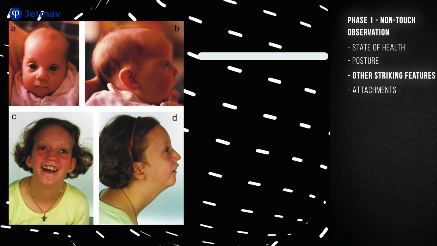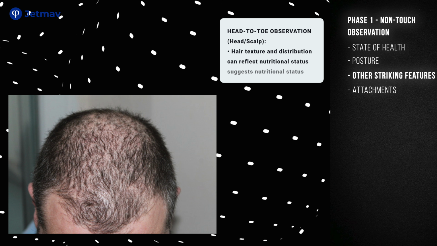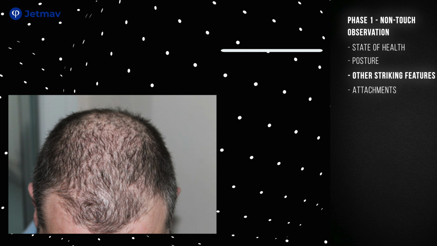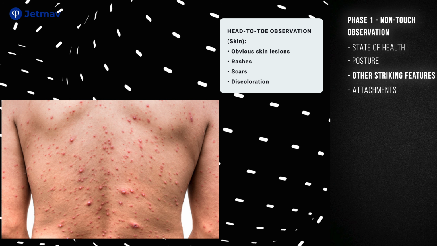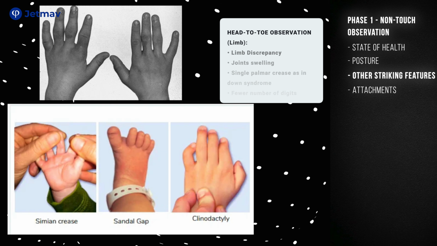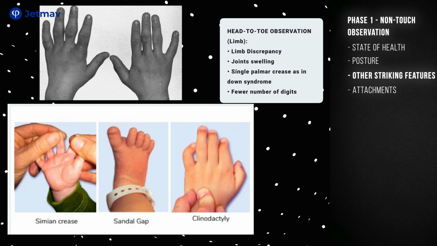So you notice that. Then you look at the hair, the texture of the hair. The texture and the distribution of the hair can actually help us notice the nutritional status of the patient. Then again, you look at the skin. Notice any obvious skin incisions, any rashes, any scars. Then look at the limbs. Probably notice any limb length discrepancies there might be.